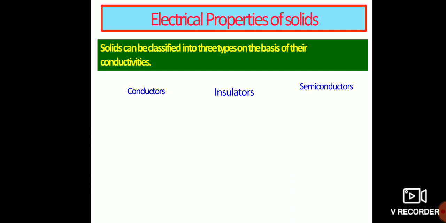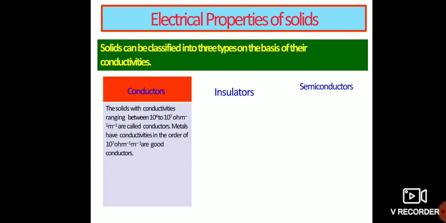First of all, I am dealing with the electrical properties of the solids. As we know, solids can be classified into three categories based on electrical properties: first is conductors, then insulators, and then semiconductors. These terms are self-explanatory: conductors conduct electricity, insulators do not conduct electricity, while semiconductors can or cannot conduct electricity depending upon the conditions in which they are held.